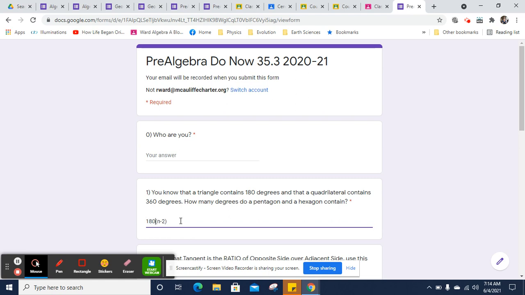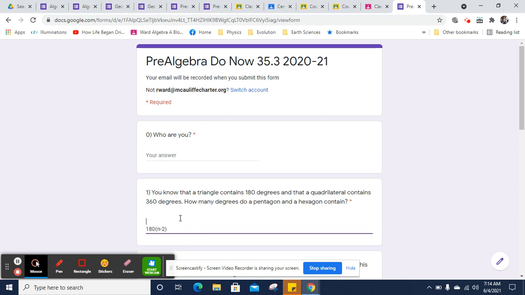Okay, and think about that for a triangle. There are 3 sides, minus 2, so 1 times 180. For a quadrilateral, 4 sides minus 2, which is 2, times 180. So for a pentagon, we would say 5 minus 2. So it would be 3 times 180, which would be 540 degrees.